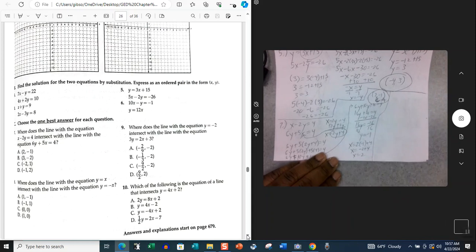Now problem number 8, where does the line with the equation y equals x intersect with the line with the equation y equals negative x? All right.